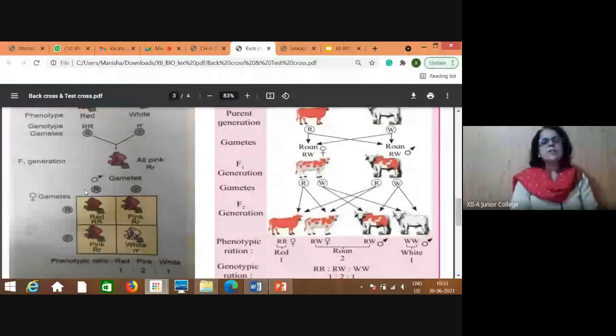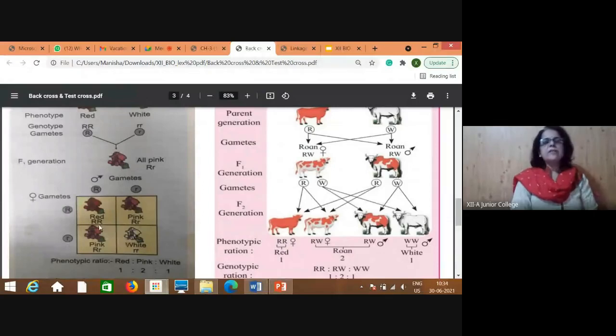When these plants self-pollinate, these gametes result in the F2 generation: one red flower, capital R capital R; second, capital R small r; third, capital R small r, which gives the phenotypic expression of pink colored flowers; and the last one, small r small r, which gives a white flower. So what is the phenotypic ratio in case of incomplete dominance?